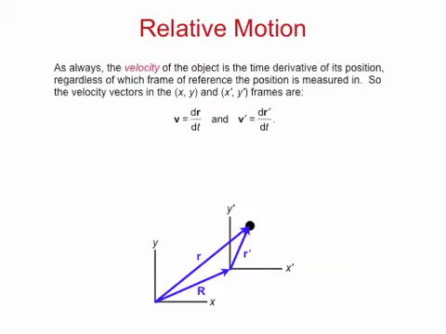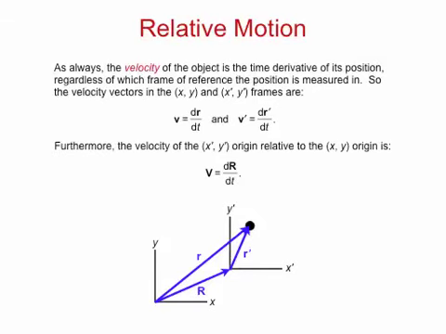As always, the velocity of the object is the time derivative of its position, regardless of which frame of reference the position is measured in. So the velocity vectors in the xy and x prime, y prime frame are little v equals d by dt of little r, and little v prime, which equals d by dt of little r prime, respectively. Furthermore, the velocity of the x prime, y prime origin relative to the xy origin is big V, which equals d by dt of big R.